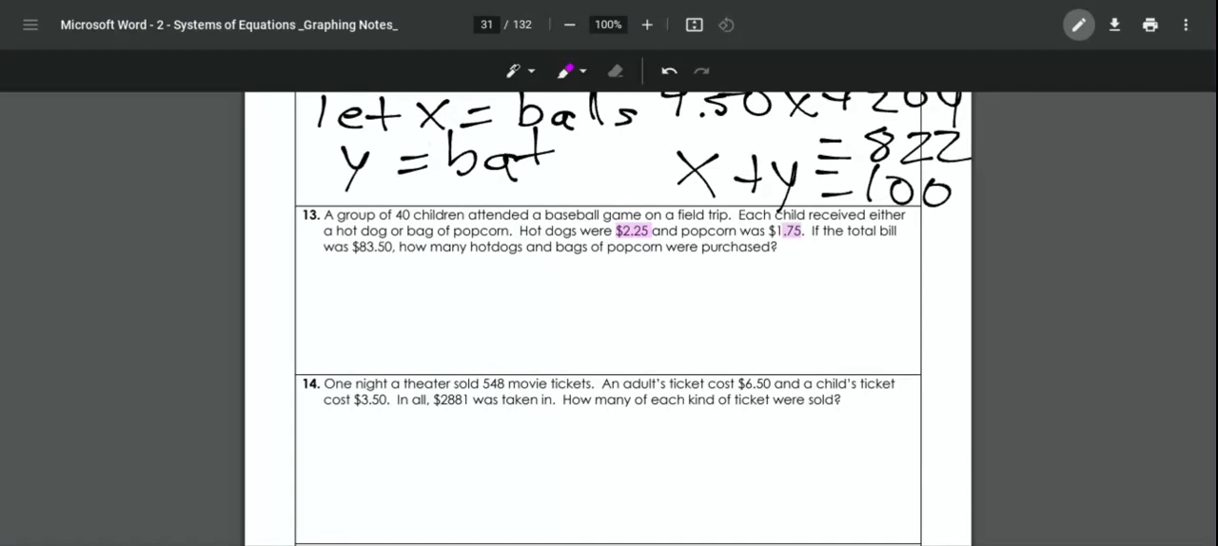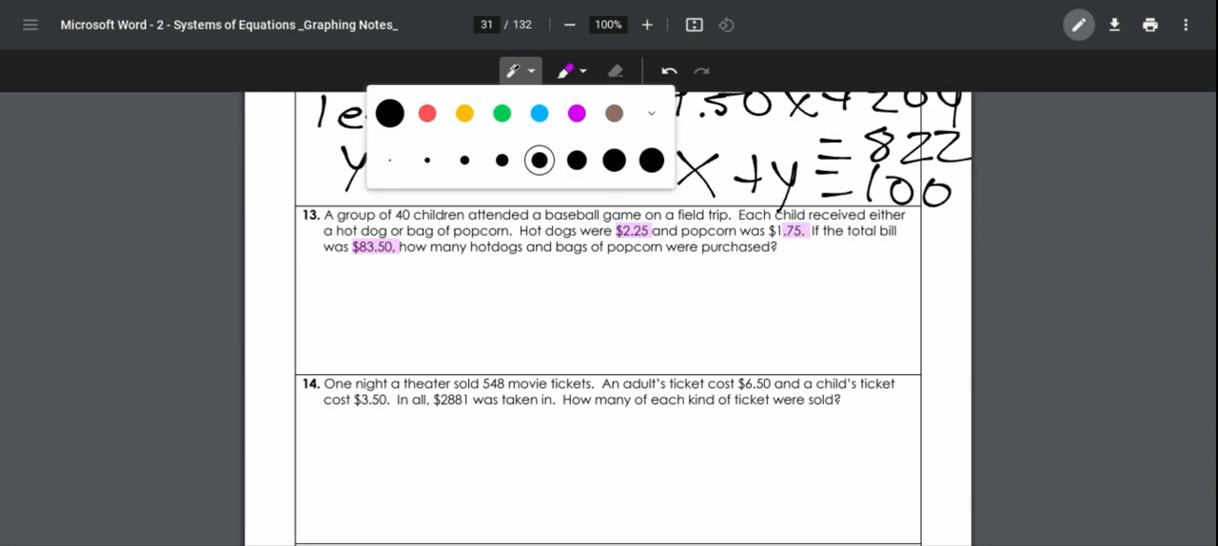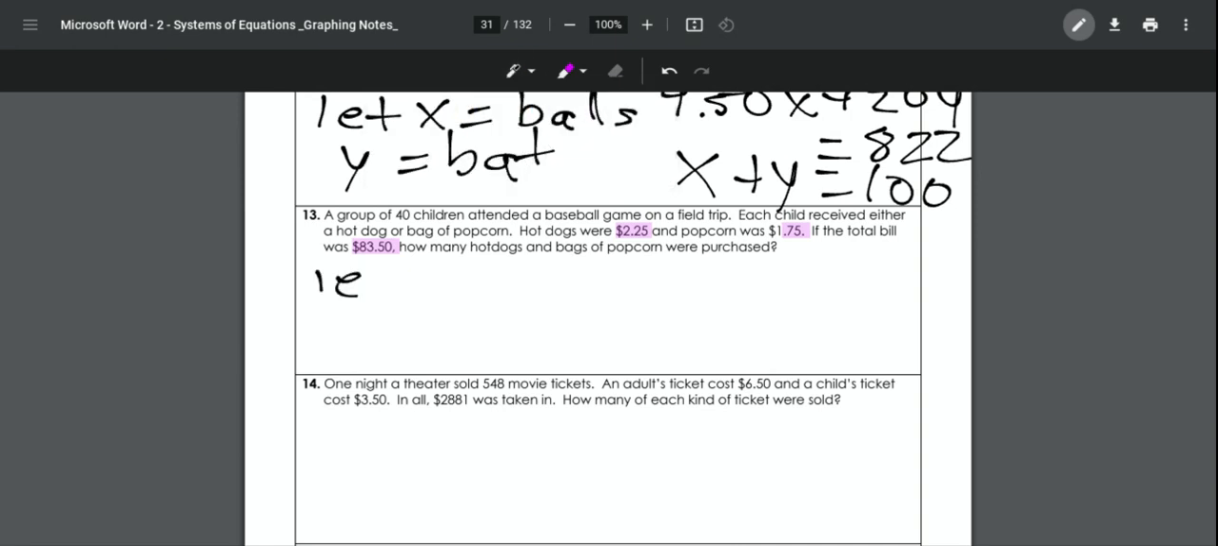Go back. 1, 2, 3. So those $3 amounts need to be in the same equation. Okay. Second thing you should think about is, what are the two items? Are they talking about kids and adults? Are they talking about hamburgers and hot dogs? Well, they are talking about hot dogs and popcorn. So those are my two items.